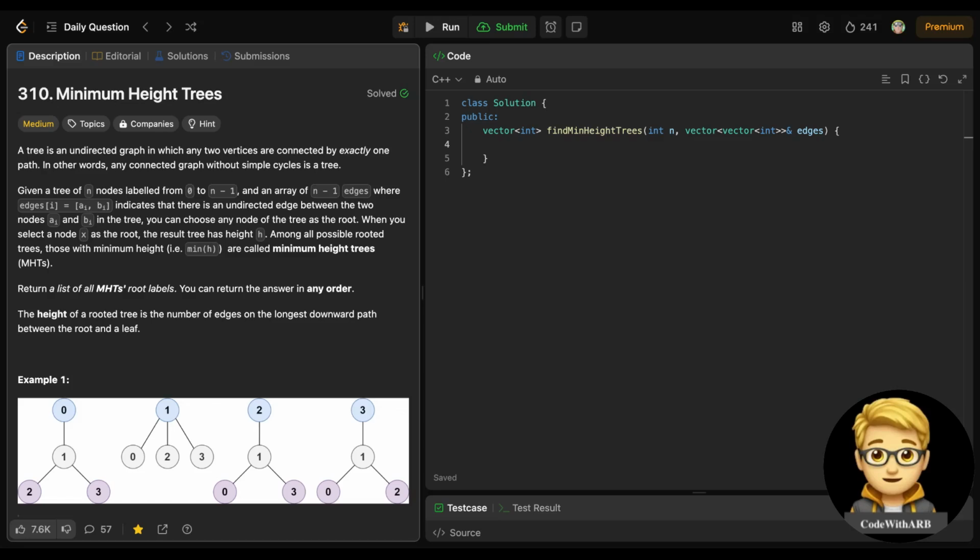We will solve today's LeetCode problem. This is Minimum Height Trees, and this is a medium problem. Let's see what it is.